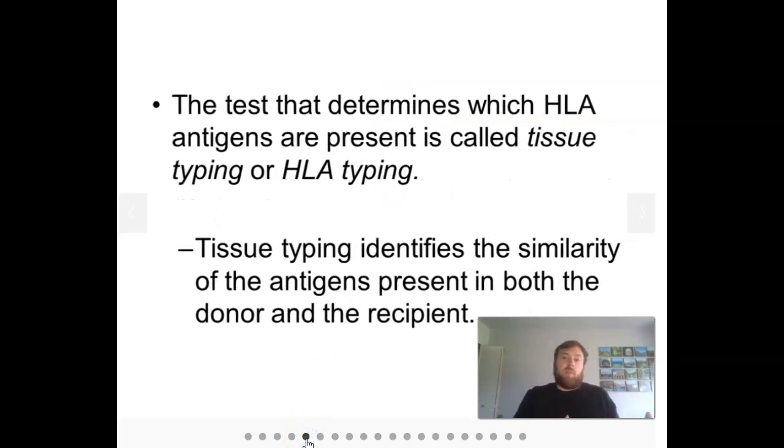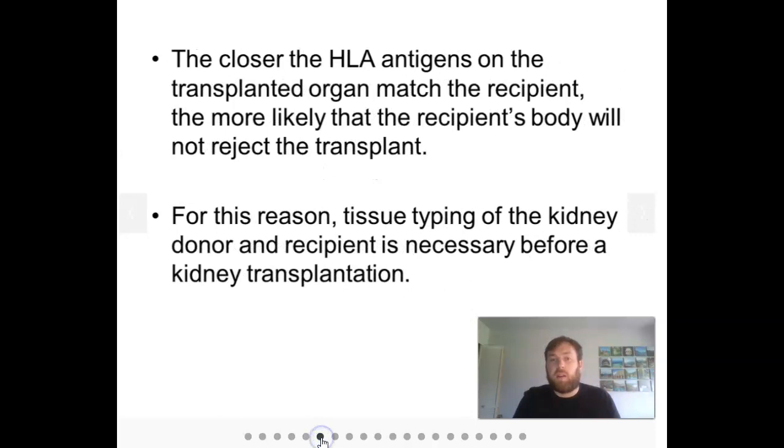Now, the test that determines which HLA antigens are present in a person's tissue is called tissue typing or HLA typing. So the test that identifies the similarities of the antigens that are present in both the donor and recipient is what we know as tissue typing. Kind of like blood typing. We know that blood has a certain phenotype that we can match between donor and recipient. Well, tissue typing is going to be a similar test looking specifically for this HLA complex here.